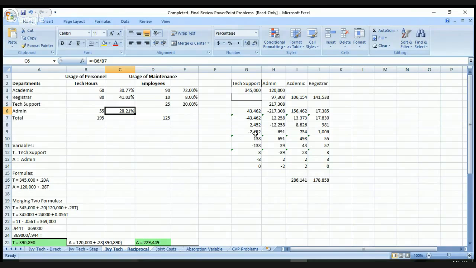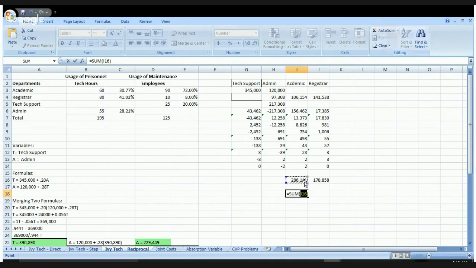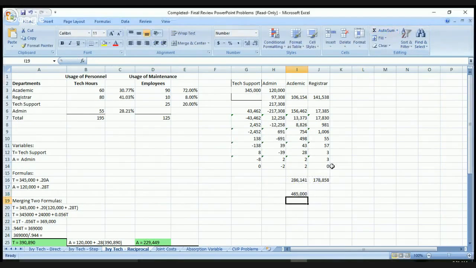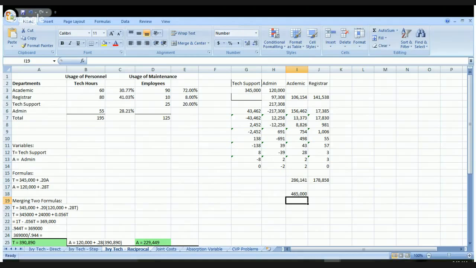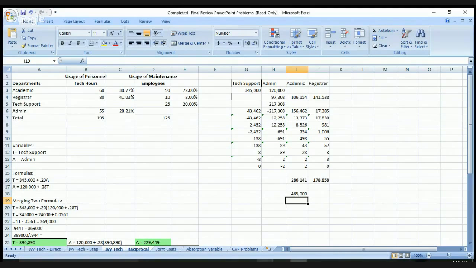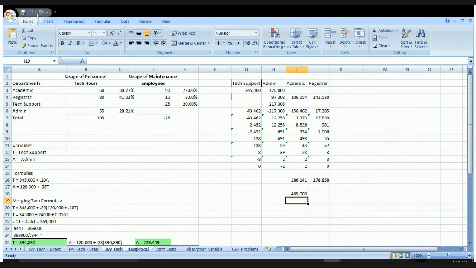And then I go back and forth until I get to the bottom where there is no money left over in tech support, and all the money is now over in academic and registrar. Now, if I add these two numbers together, I get the 465, which is what I needed to allocate. So I hope this helps you in regards to understanding the direct, the step, and the reciprocal there.